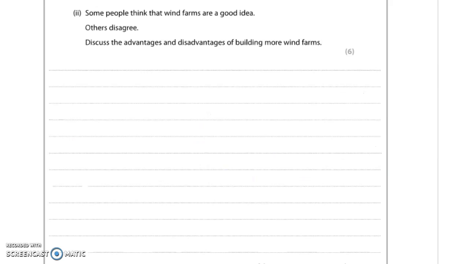Okay, next question is asking you for the advantages and disadvantages of wind farms, and they're asking you to discuss. So that means that we want some advantages and we want some disadvantages as well. Okay, and it doesn't have to be an exactly equal number. You could do 3-3. I mean, personally, I find it easier to talk about the advantages of wind farms than the disadvantages, so that's what I'm going to go for.